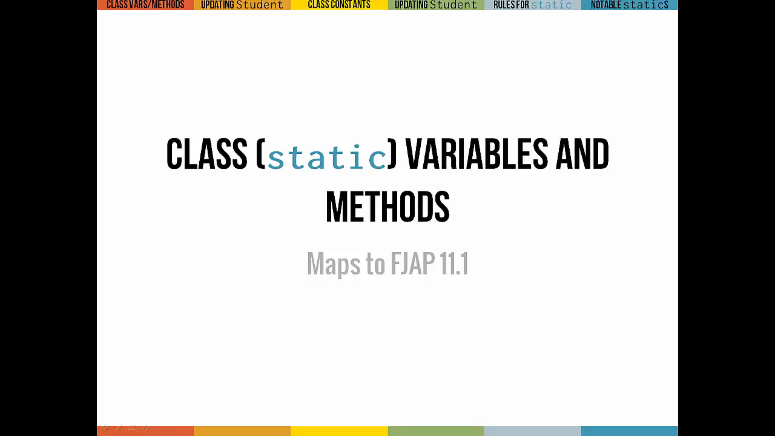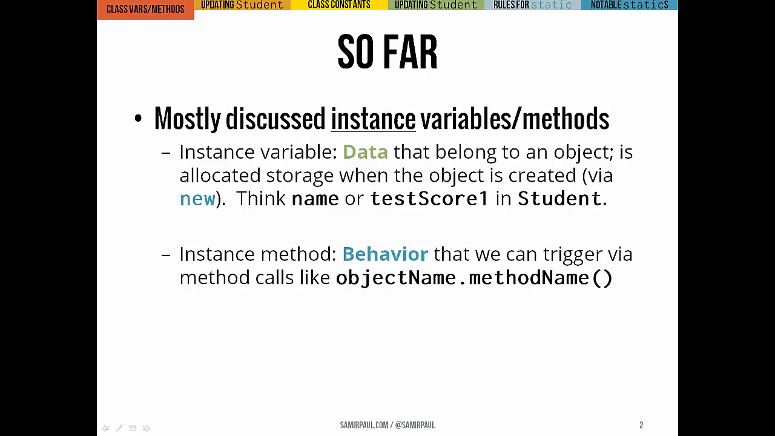review just really quickly. So far, mostly what we've discussed have been instance variables and methods. An instance variable belongs to an object, and it gets storage as soon as the object is created. Every object has its own set of instance variables, and an instance method gets activated when we call it by sending a message to the object. You can see the syntax for that is right here: the object name and then the method name itself.